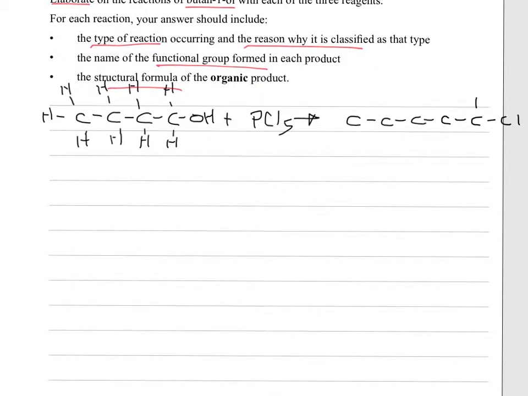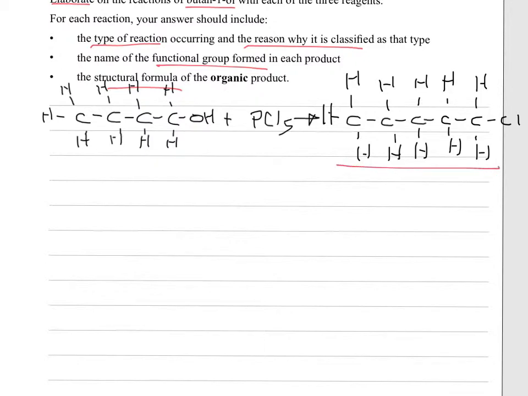Cl, there we go. Now, we know that there are other inorganic products in this reaction, but I'm not concerned about writing those down for this. The reason is it hasn't asked for the complete equation. The last bullet point has only asked us for the structural formula of the organic product, and there it is.